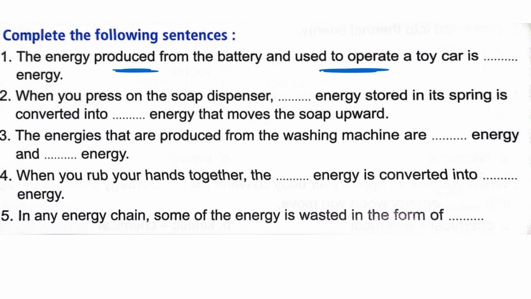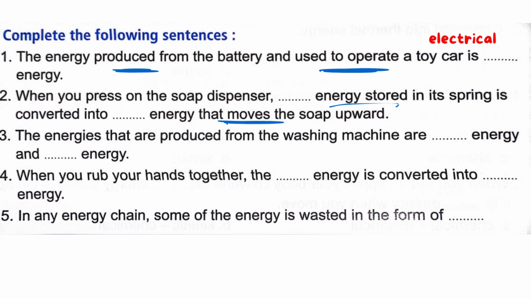Okay, so here the energy produced from the battery and used to operate a toy car is, yes, electrical energy, because the question asks you about the produced energy from the battery, and this is different from the energy stored in the battery. Okay, I want you to focus on this point. The energy produced from the battery is electrical energy to operate the devices, any device. But the energy stored in the battery is chemical energy that is converted into electrical energy, which is the produced energy, to operate the devices.